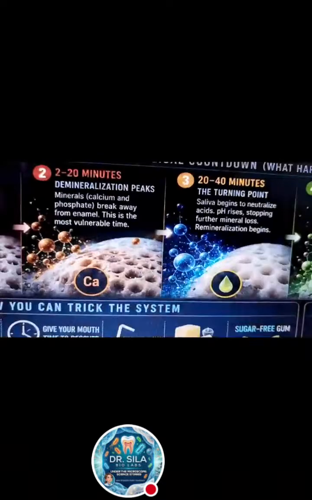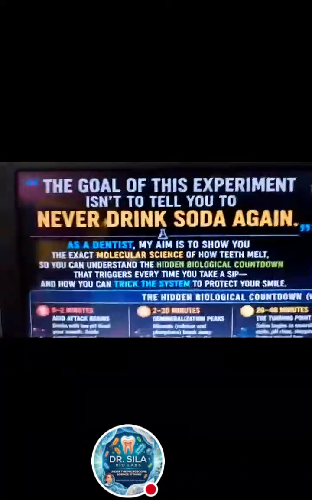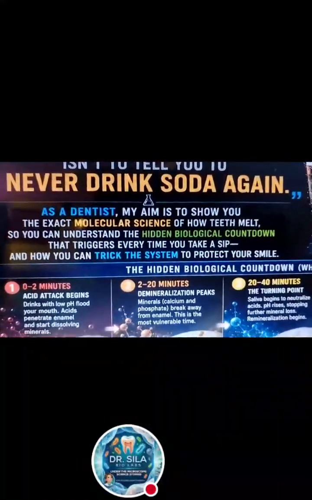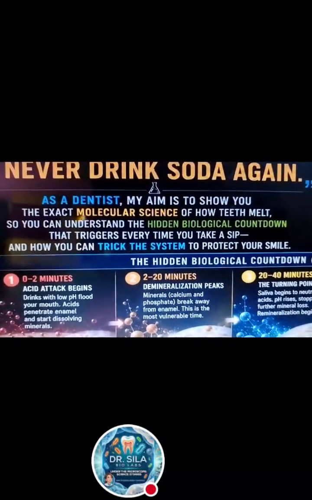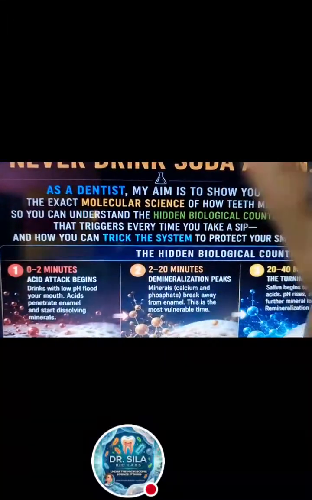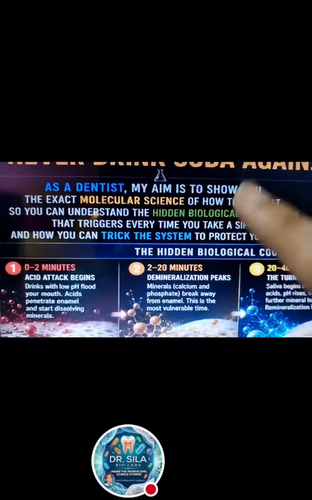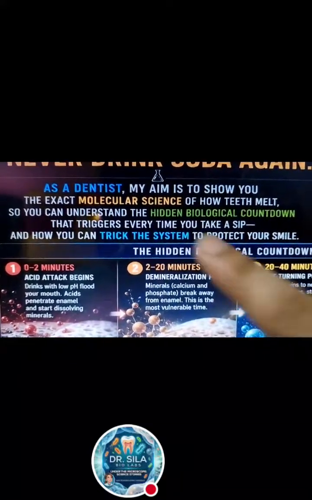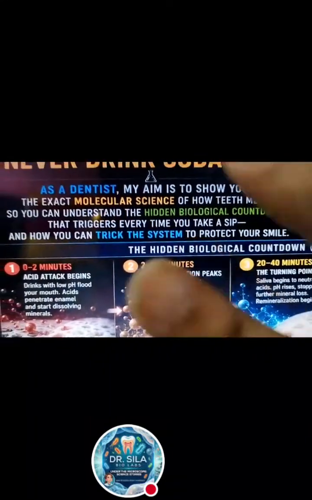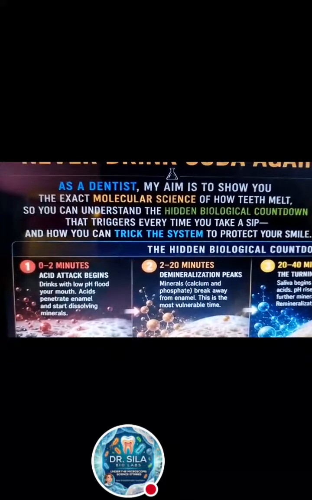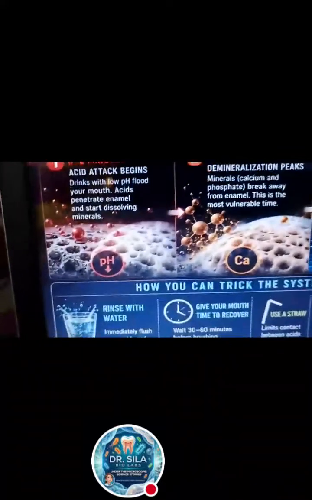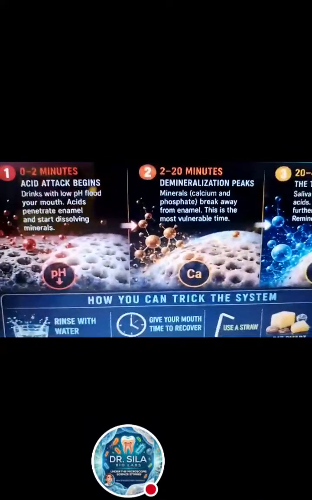in our mouth also. The goal of this experiment is not to tell you never to drink soda again. As a dentist, my aim is to show you the exact molecular science of how teeth melt away, so you can understand the hidden biological countdown that triggers every time you take a sip, and how you can trick the system to protect your smile. I'm not asking you to leave soda and everything. I'm just giving you the knowledge to trick the system, to help your body.